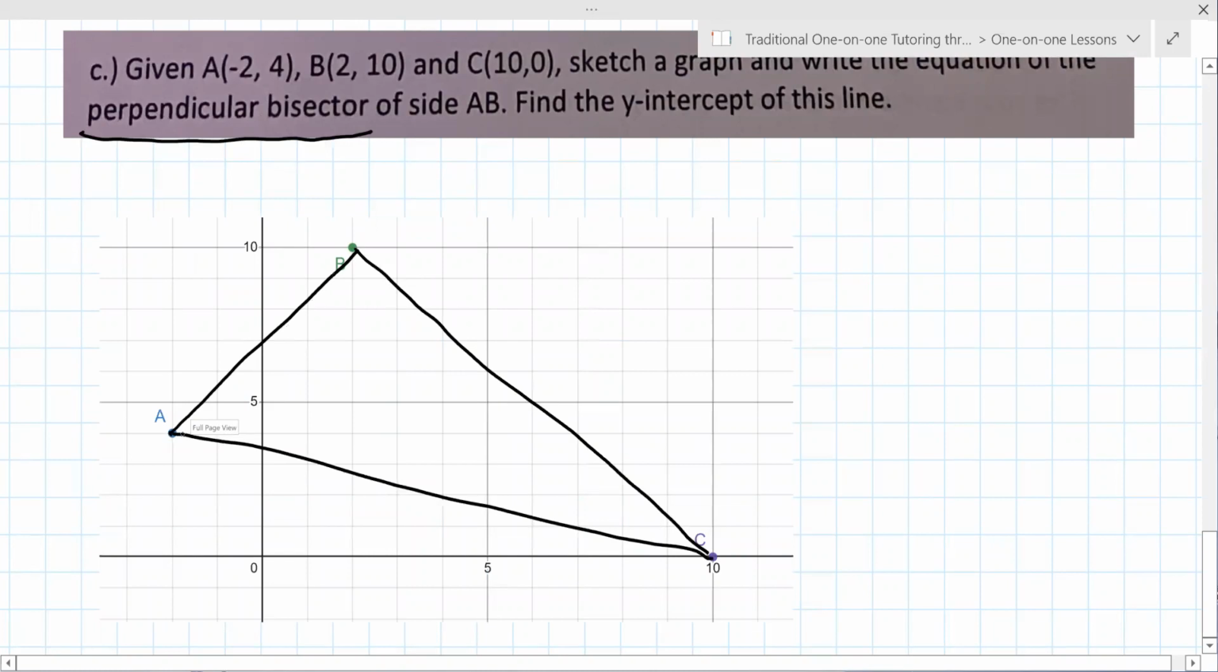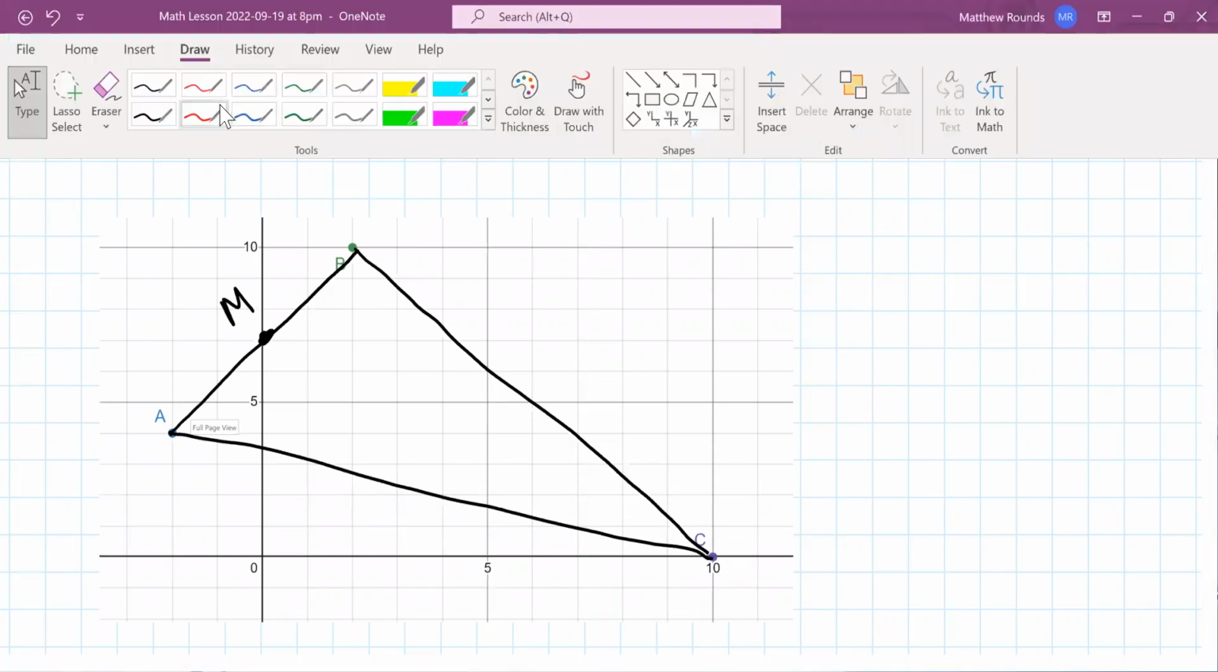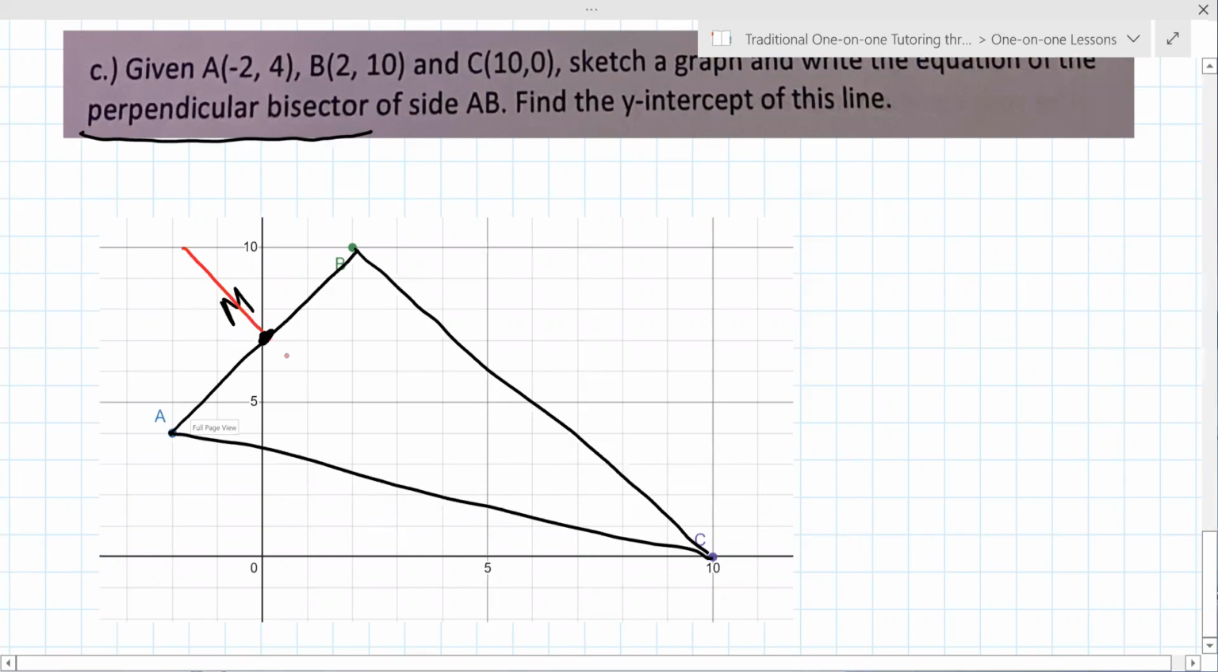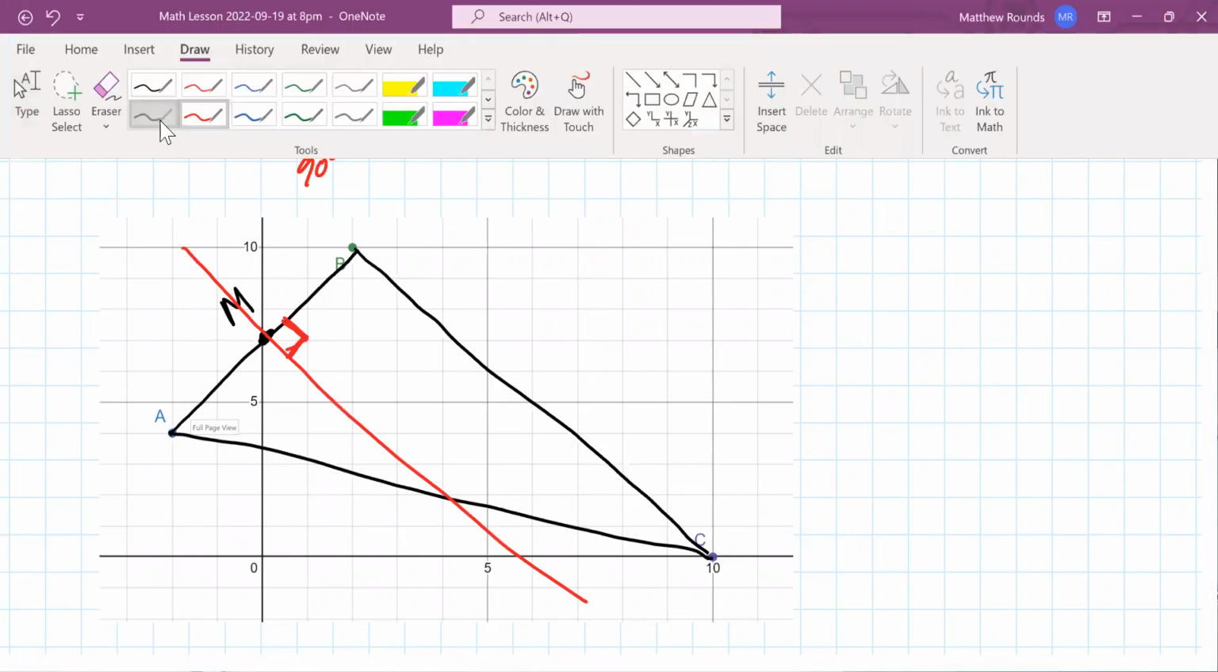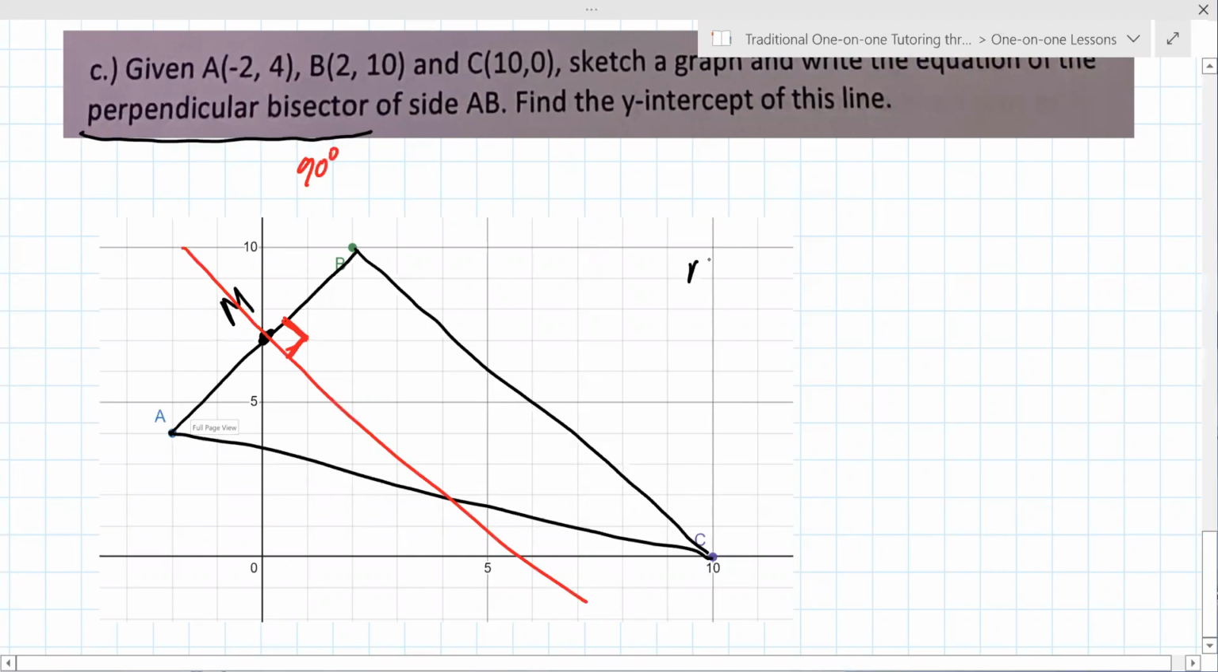So A and B, there's a point right in the middle. There's a midpoint. And with the midpoint, it's going down. That tells you AB right there. So here's the perpendicular bisector. It has to meet at 90 degrees. The perpendicular bisector must have 90 degrees. So here's what we need. We need the slope of AB, because once we have the slope of AB, we can find the perpendicular of it.